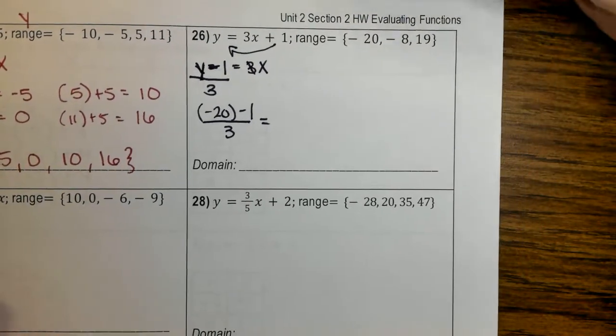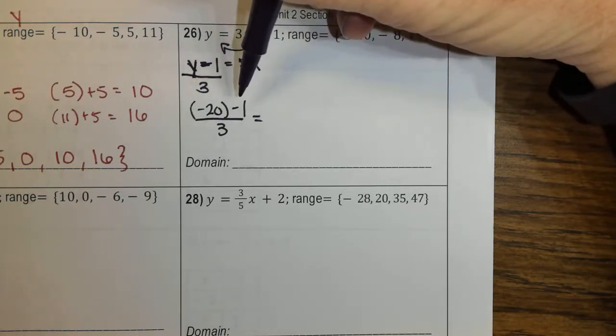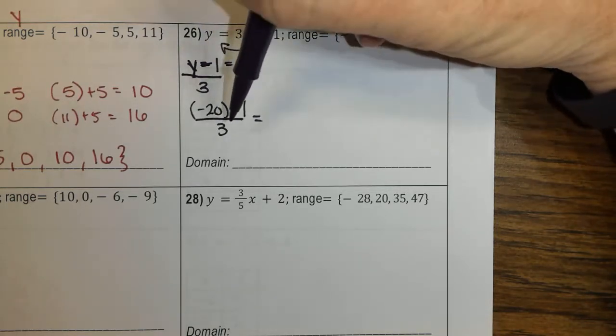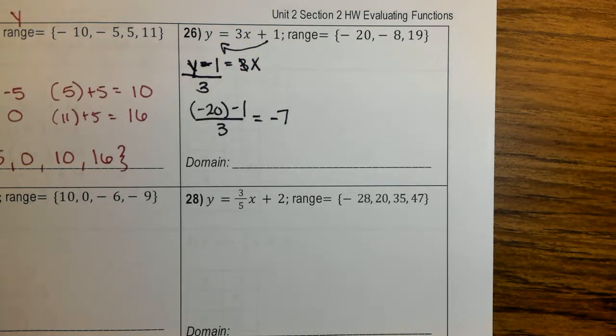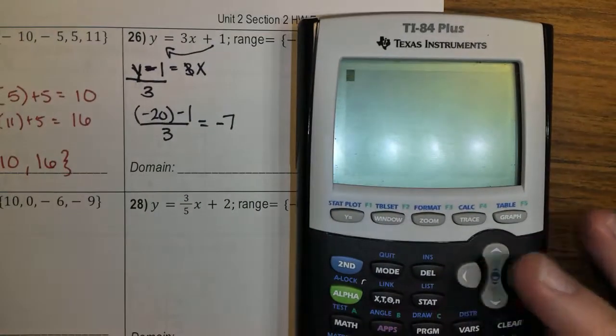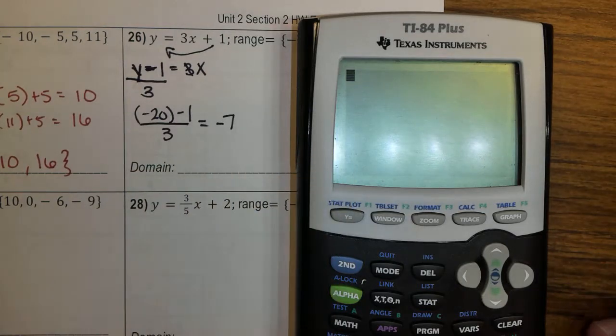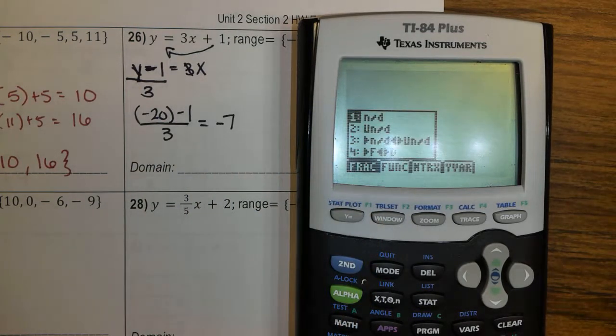Okay, so if you think about this, negative 20 minus 1 is negative 21. Negative 21 over 3 is negative 7. Okay, now you might be thinking, whoa, what the heck? I did not keep up. I don't know. I'm not that good at things. That's okay. I can still type this in my calculator. So remember, for fractions, you do alpha, y equals, enter.